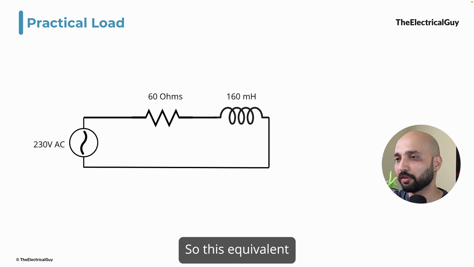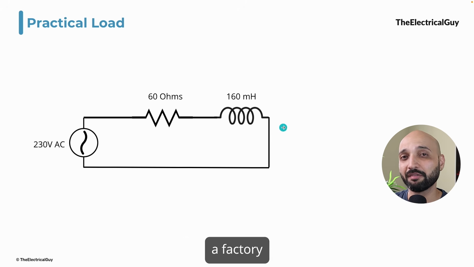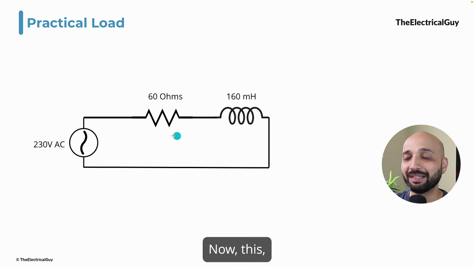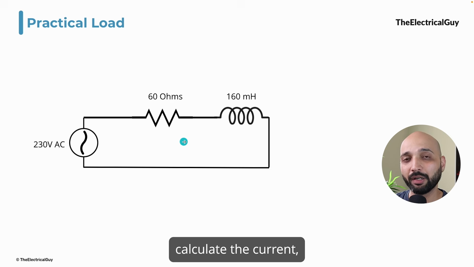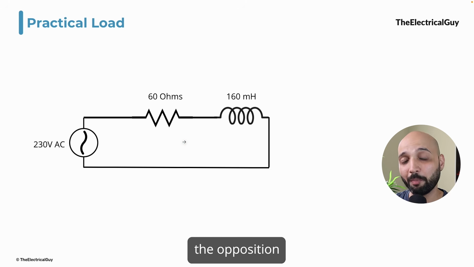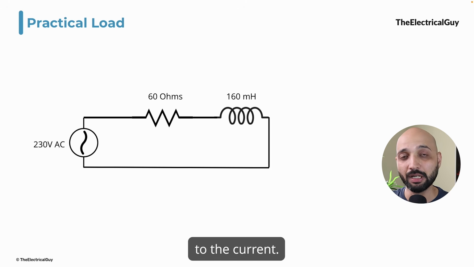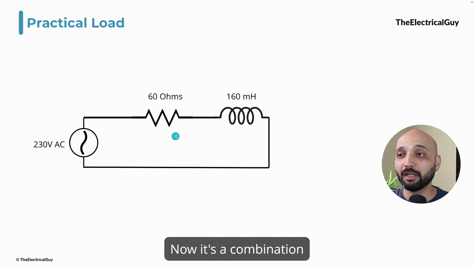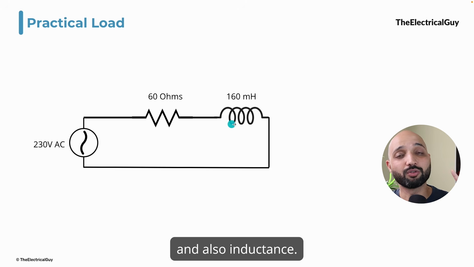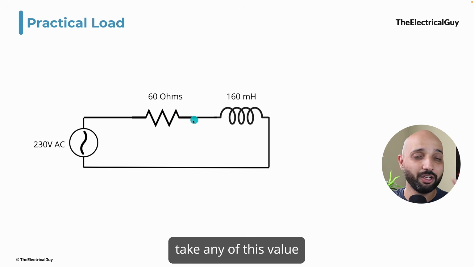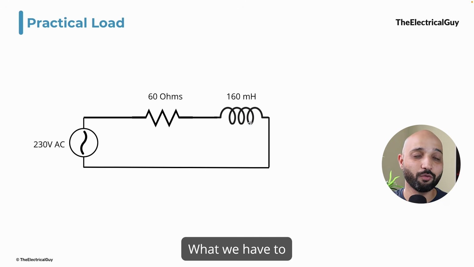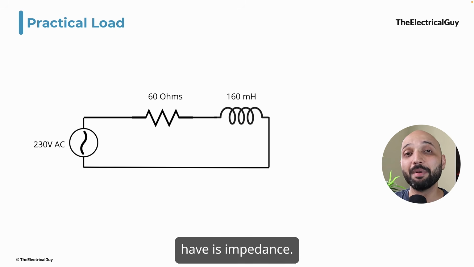So this equivalent circuit represents a factory, just for our understanding purpose. Now, this load, if you want to calculate the current, first we need to calculate the opposition that is being offered to the current. Now, it's a combination of resistance and also inductance. So we cannot take any of this value for calculation of current. What we have to have is impedance.